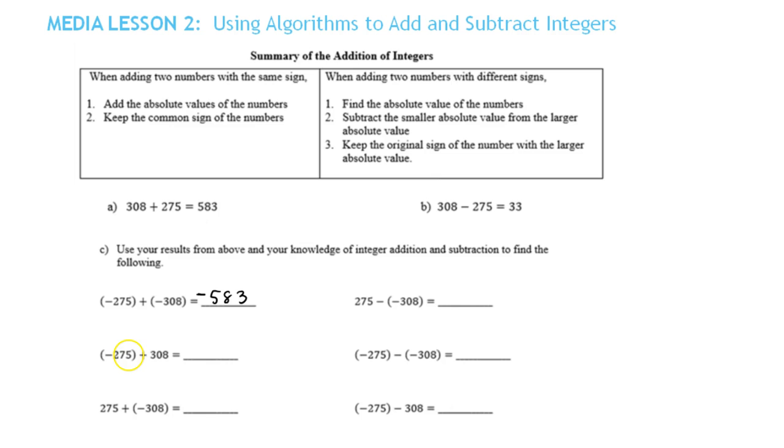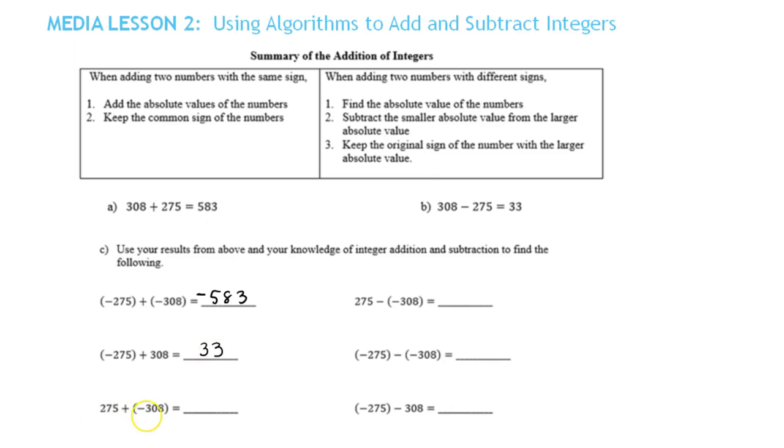Now here, we're adding two numbers, but they have different signs. Okay. Find the absolute value. We don't really need to do that because it's already done here. Subtract the smaller absolute value from the larger. Well, the difference between the two absolute values is 33. So this result is either going to be positive or negative 33. To determine the sign, it says keep the original sign of the number with the larger absolute value. Well, 308 has a larger absolute value than negative 275. 308 is positive, so our result is positive 33.